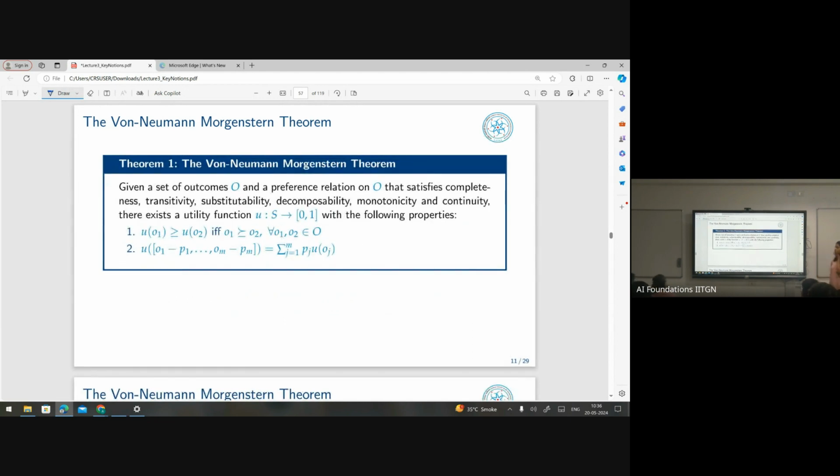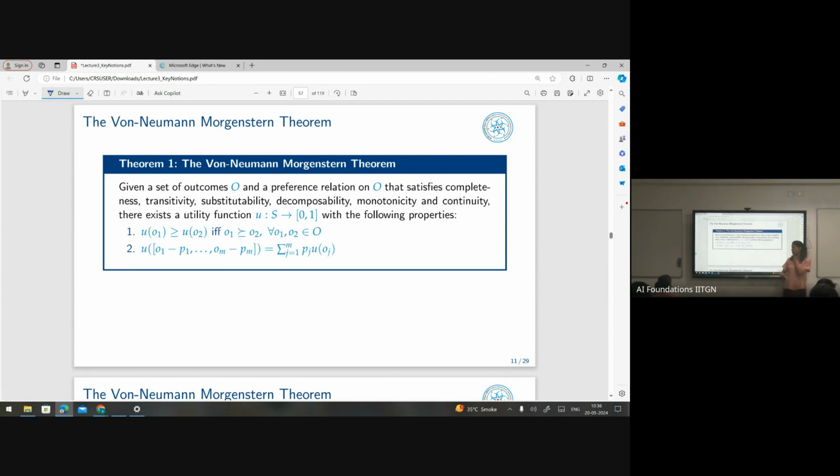So that brings us to this theorem. Given a set of outcomes O and a preference relation on O that satisfies all the 6 axioms of completeness, transitivity, substitutability, decomposability, monotonicity, and continuity, then there exists a utility function U. I'm sorry, it should be O instead of this. That maps the outcomes to a value between 0 and 1. Here I'm considering utilities are normalized.